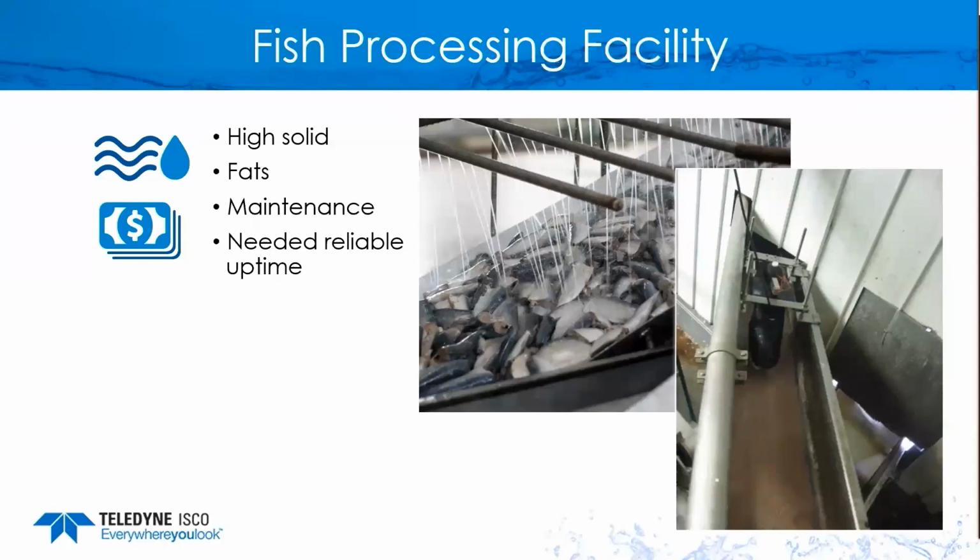Less maintenance was needed because they didn't have to go in there and clean the sensor. And then they tried to put in a flume. The velocities were too fast on this location. So non-contact turned out to be a great option for them.